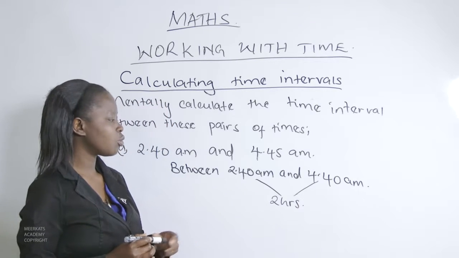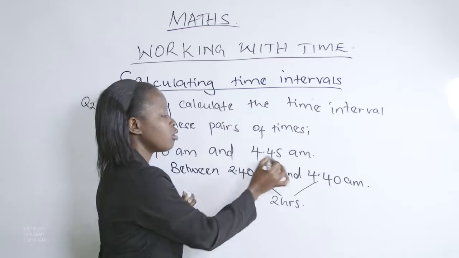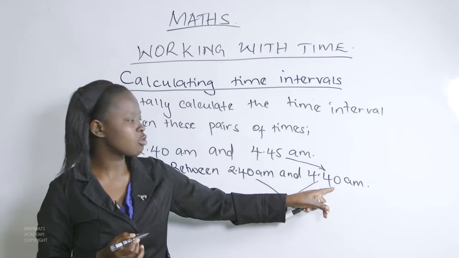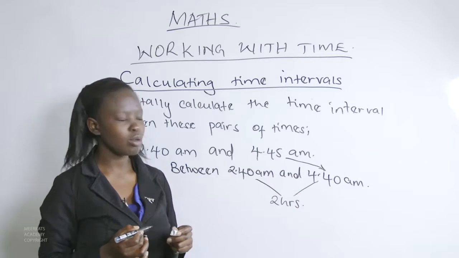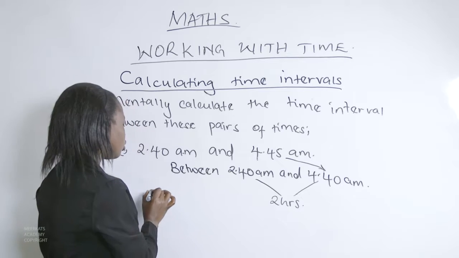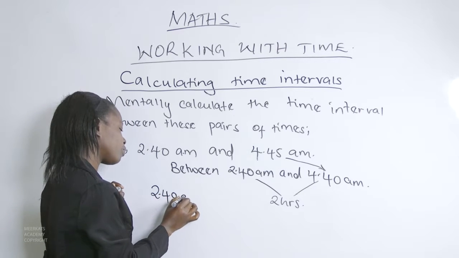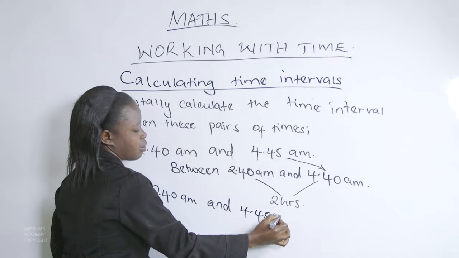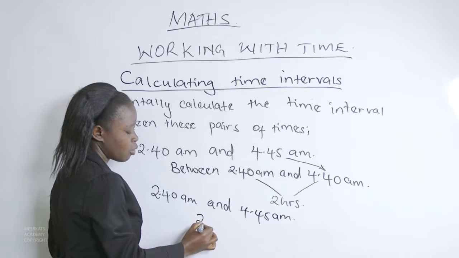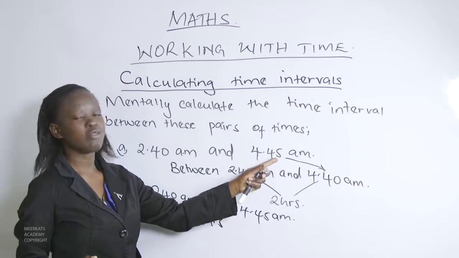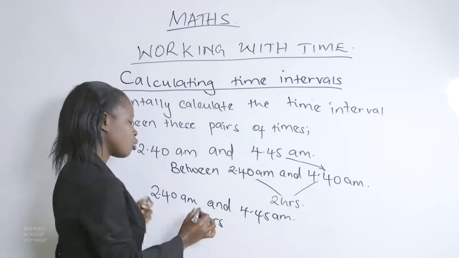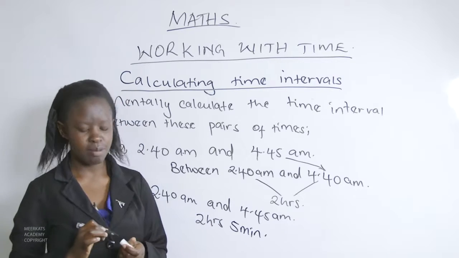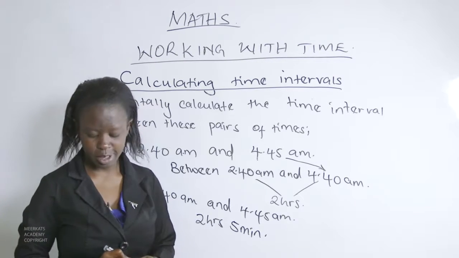Then, in addition to the 2 hours, this one was 4:45 a.m. It was not 4:40. So we still have a difference of 5 minutes. So the difference between 2:40 a.m. and 4:45 a.m. will be 2 hours, plus the 5 minutes that are not included here. So 2 hours, 5 minutes is the difference between 2:40 a.m. and 4:45 a.m.